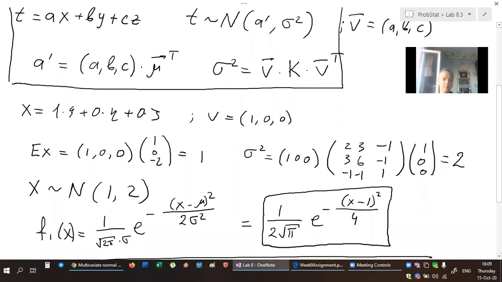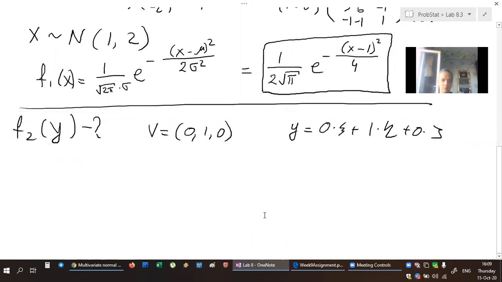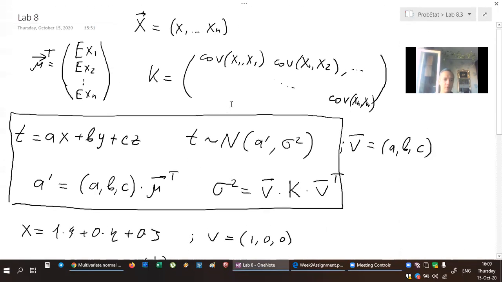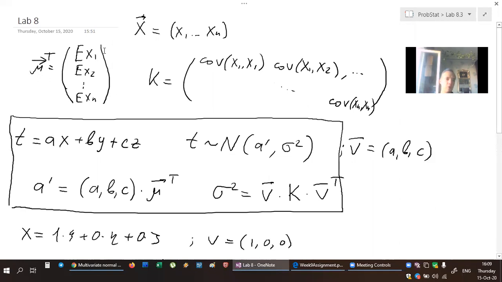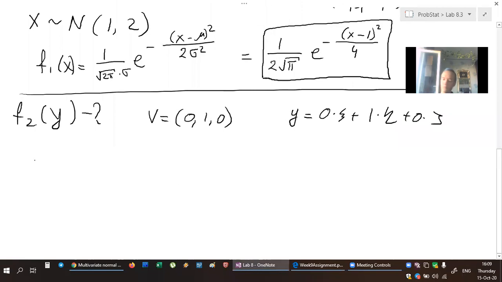Okay, but now I want to speak about another way to solve this task. As I said before, these parameters, we know what are the numbers here. And we can see easily that this mu is actually expected values of the components. And we can take the expected value of y directly from here.